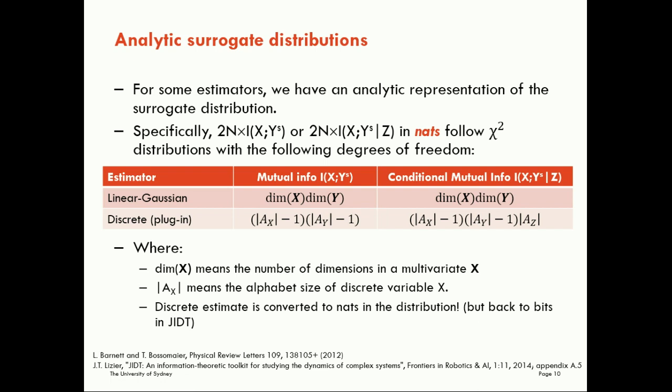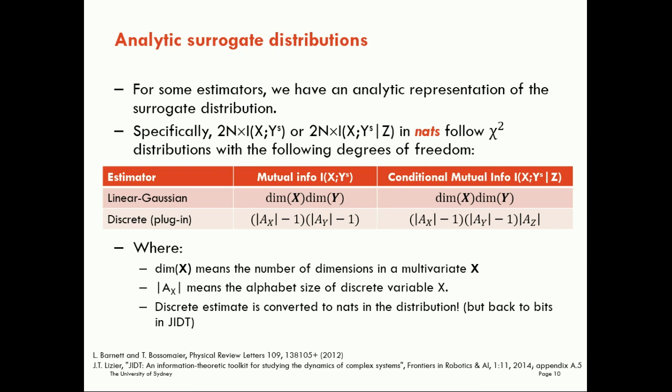Similarly, with the discrete plug-in estimator, this symbolization I'm showing here means the alphabet size of our discrete variable x. So similar to what we saw with the number of dimensions increasing for x and y for the Gaussian model, for the discrete plug-in calculator, the larger the alphabet size, the more the spread in our surrogate distribution. And that makes sense because as those dimensions or alphabet size go up, it's harder to sample that state space properly, so we get more of a spread of what is consistent with a zero measurement.